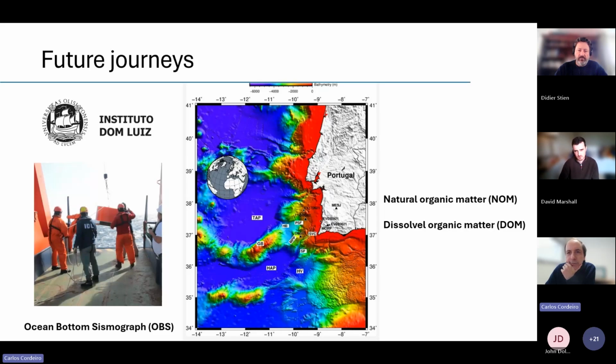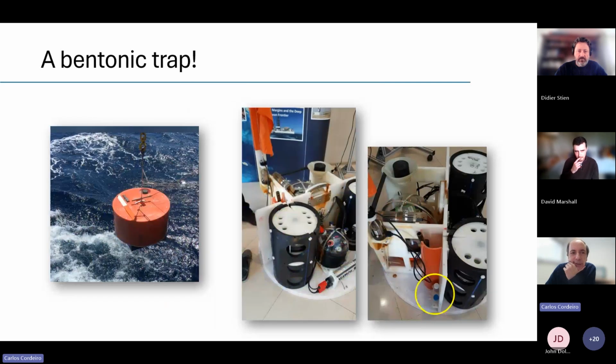So this kind of OBS that you can see here contains inside a lot of sensors for temperature, salinity, and very, very sensitive seismographs. These seismographs are sensitive to the touch of a fish. These guys can actually calculate the mass of the fish that hit the seismograph. And in some cases, there are small fishes, and in other cases, very, very big fish, including at huge depths.